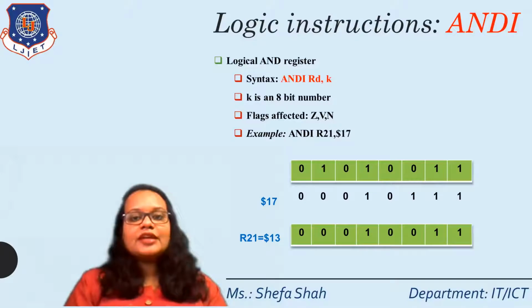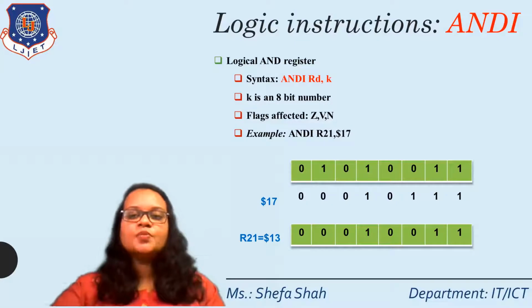So R21 has data, that is again what we have taken, that is 53H, which is in the previous slide. So R21, that is 01010011, that is 53H. Now 17 can be displayed as 1 as 0001, and 7 as 0111. So whenever we are obtaining a logical AND operation, then after the AND operation, the data in R21 will be equal to 13H, so it will be 00010011. So this is the data obtained after the ANDI instruction.